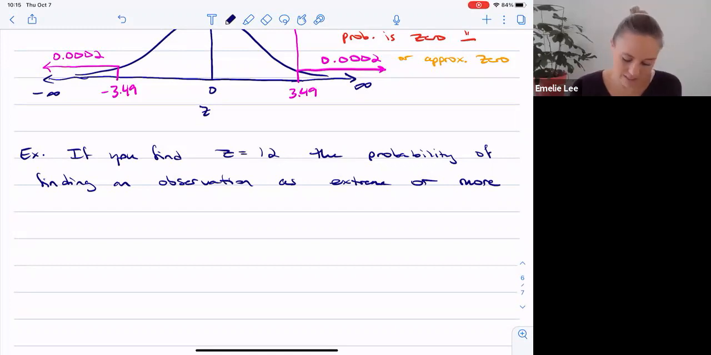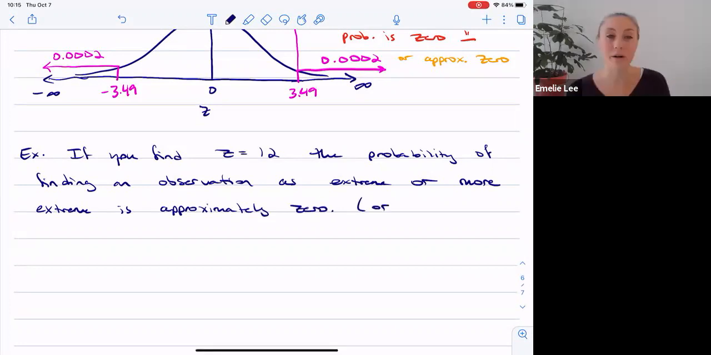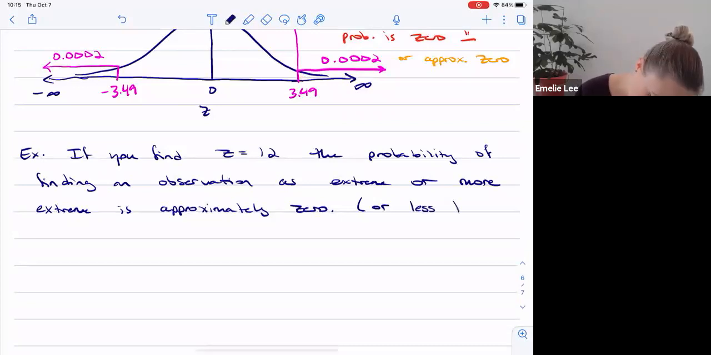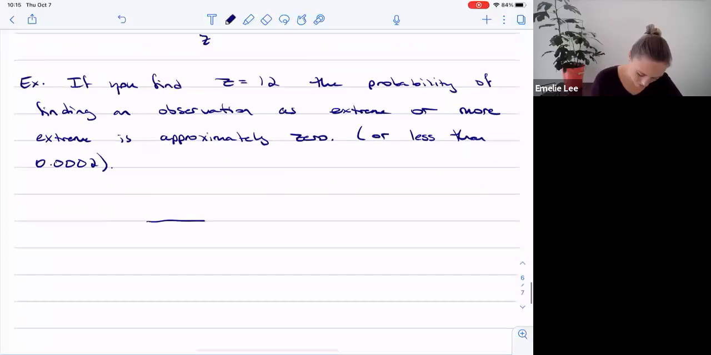So the probability of finding an observation as extreme or more extreme is approximately 0. You could say it's less than 0.0002, because that's the last cutoff point that we have, but I get lazy and I say approximately 0. So, or less than 0.0002.